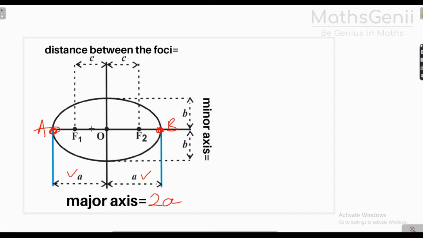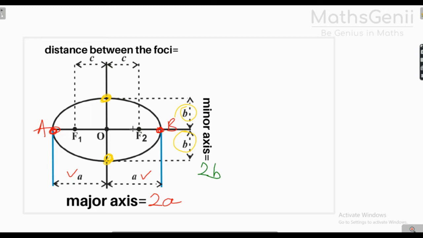Similarly, what is the minor axis? The smaller axis. This line is bigger and this line is smaller. So this part is your minor axis. This distance is your B. This distance is your B. So what will be the total distance for the minor axis? 2B.